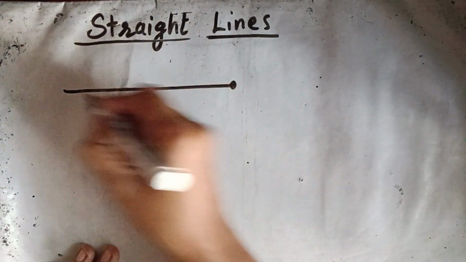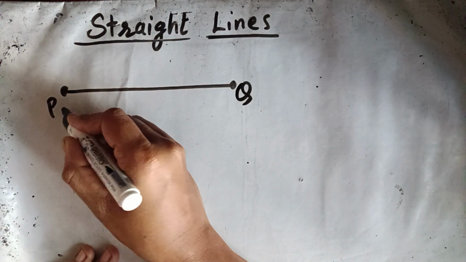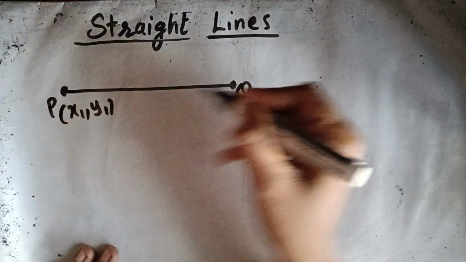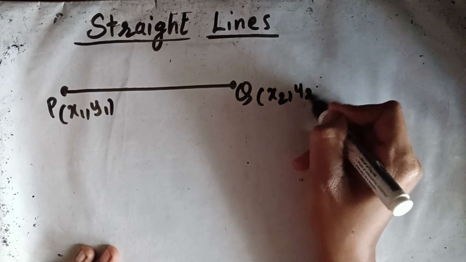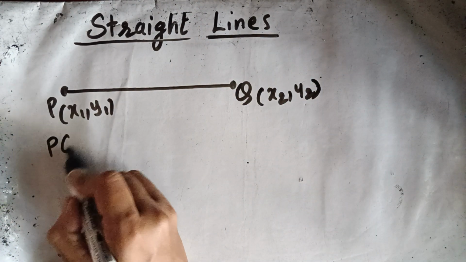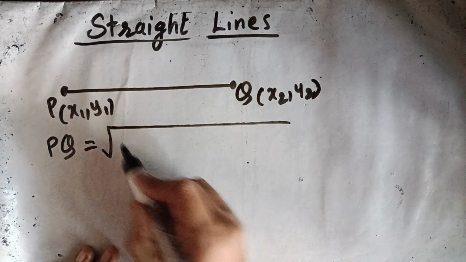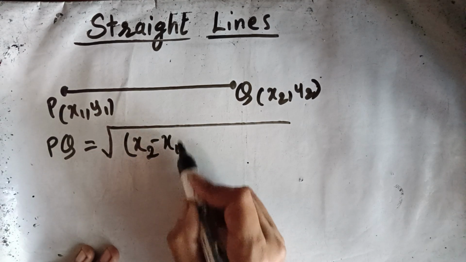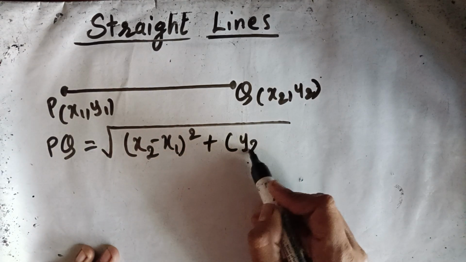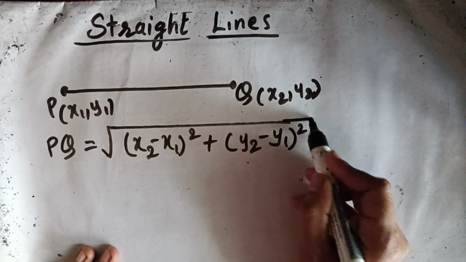So we have done coordinate geometry in 10th standard. This is a continuation of that lesson. What we have learned in coordinate geometry is the distance between two points. If two points are P (x1, y1) and Q (x2, y2), then its distance PQ is given by the root of (x2 minus x1) the whole square plus (y2 minus y1) the whole square.